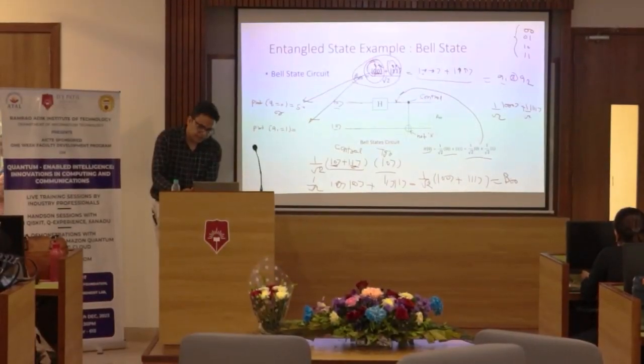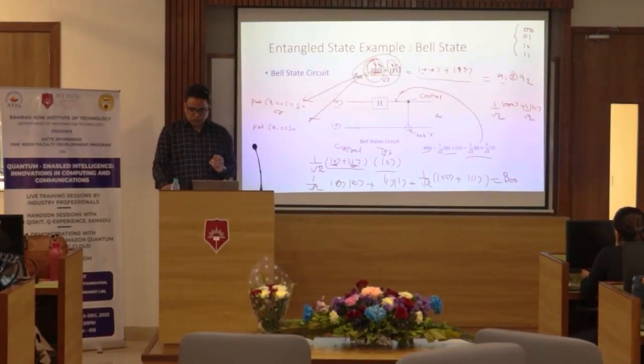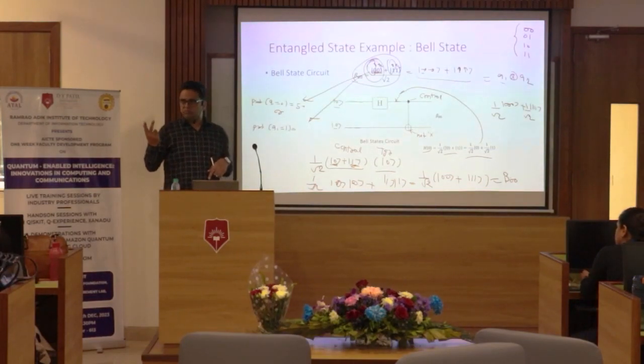Probability is 1 by 2. So if you measure one of the qubits, then you are sure about the other remaining qubit. One more question, sir: how do we achieve this entanglement? Yes, I will address that question.